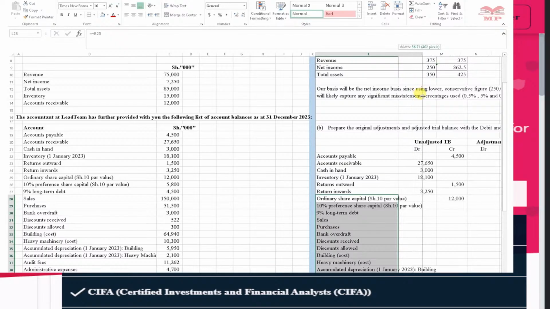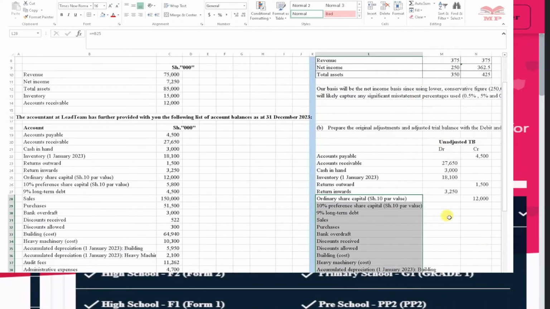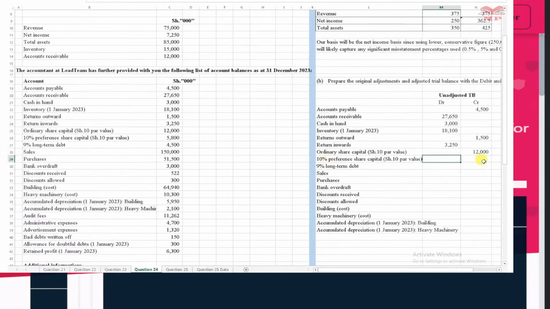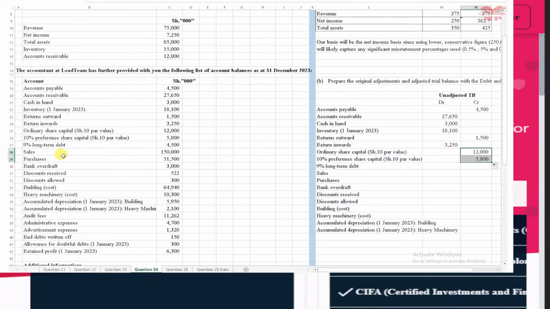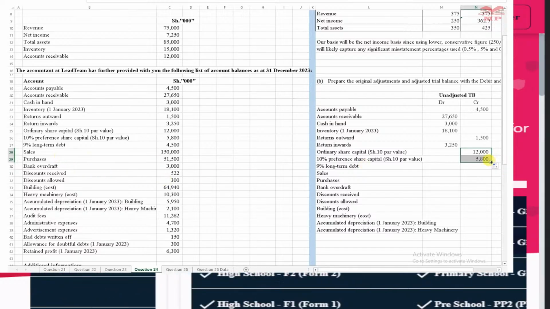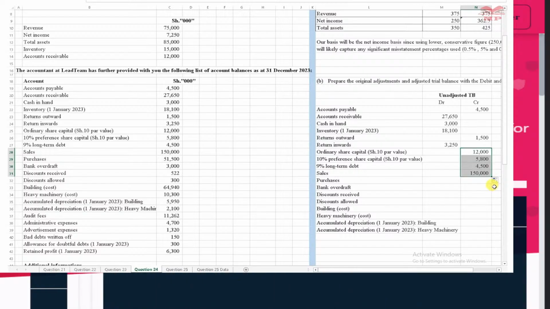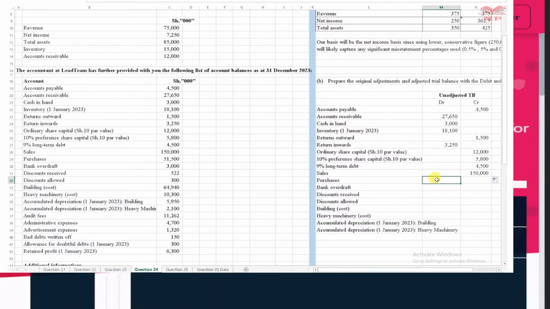And here maybe we can put it like that. Here, 10% preference share capital, and it's going to be credit. We just pull it down, 5,800. And then long-term debt, it's long-term debt, so it should also be there. And also the sales should be on that side. But the purchases should be on this other side, on the debit side. And you're seeing the purchases will be this value here, 51,500.